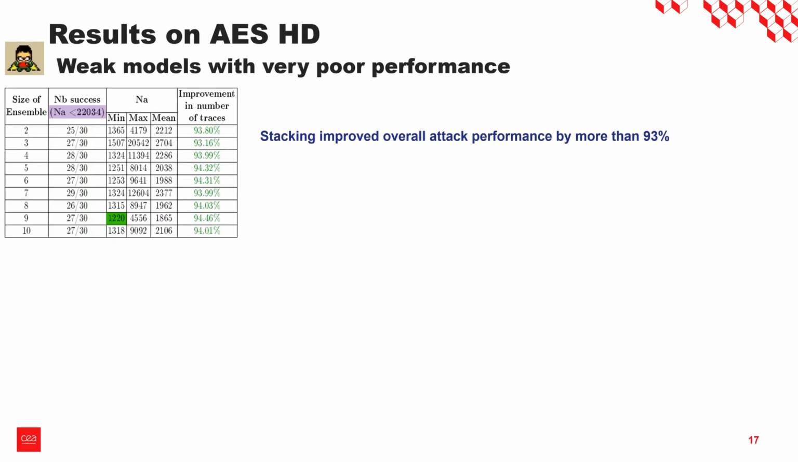Now let's take a look at the results on the AES-HD dataset, with an ensemble of weak models with very poor performance. First, we can observe that on this dataset, stacking ensemble improves the overall attack performance by more than 93%. Stacking ensemble is particularly interesting for this dataset, allowing significant attack improvement and successful attacks with less than 2,000 traces for each ensemble size, by using ensembles of weak models which independently need more than 20,000 traces for a successful attack.